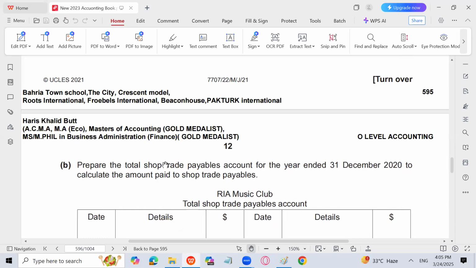Prepare the total shop trade payable account for the year ended to calculate the amount paid to shop trade payable. So we need to find the amount paid to shop trade payable. This is a new point which has never come in the paper, so students didn't understand. Look, when I prepare it, then you will be able to understand. So let's prepare PLCA.